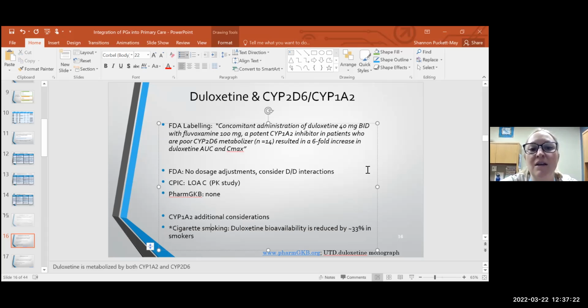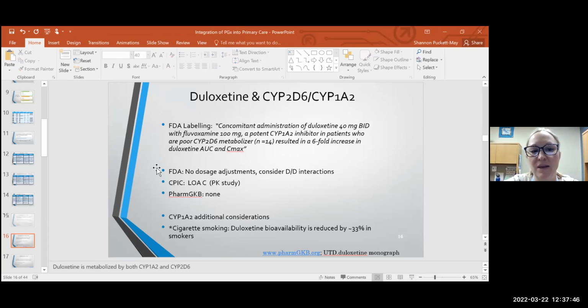But in CPIC, we're just looking at the pharmacokinetics of it. If you're a poor CYP2D6 metabolizer and have poor CYP1A2, you might have a 6-fold increase in duloxetine peaks and serum levels. But mostly there is no recommendation to avoid therapy, though they may experience higher side effects.